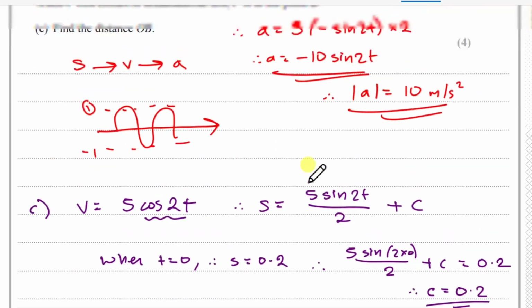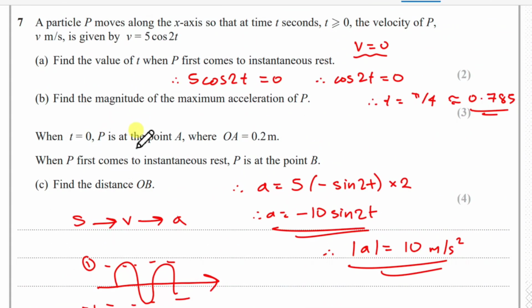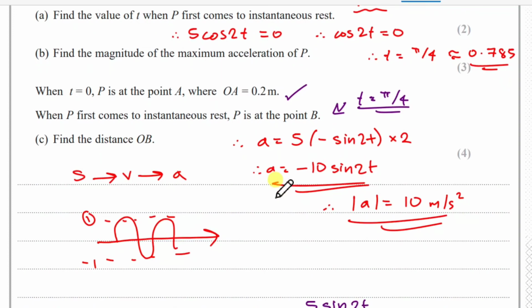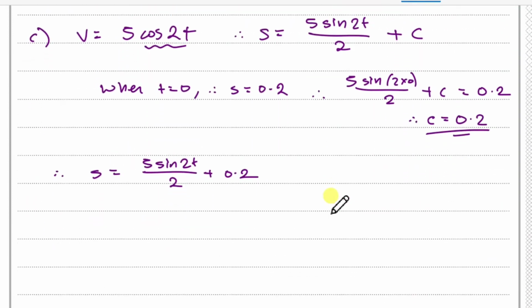Now back to the question. We've done the first line, so always break into bits. It says when P first comes to instantaneous rest, so this is actually referring to part A. Remember when that happened at t equals pi over 4, so let's make a note there. This is talking about when t equals pi over 4. And that's how we know P is at the point B. It wants us to find the distance of OB. So all it really wants you to do is just plug in pi over 4 for t. And I think that's really it.